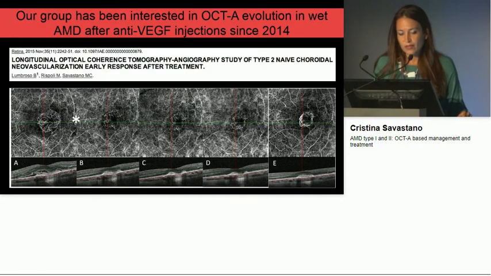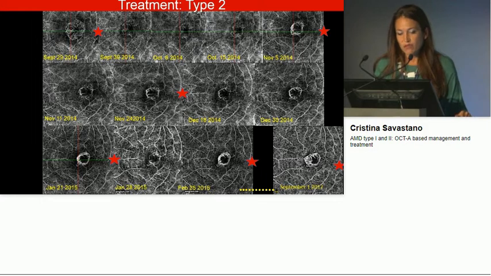Our group has been interested in OCT angiography evaluation after anti-VEGF injection since 2014, and we developed and studied some patients for a long time. Like in these cases, we can see here in the red star, the treatment for patient, and we can see the cyclical reactivation of CNV after the injection that generally reopen all around in the same place.